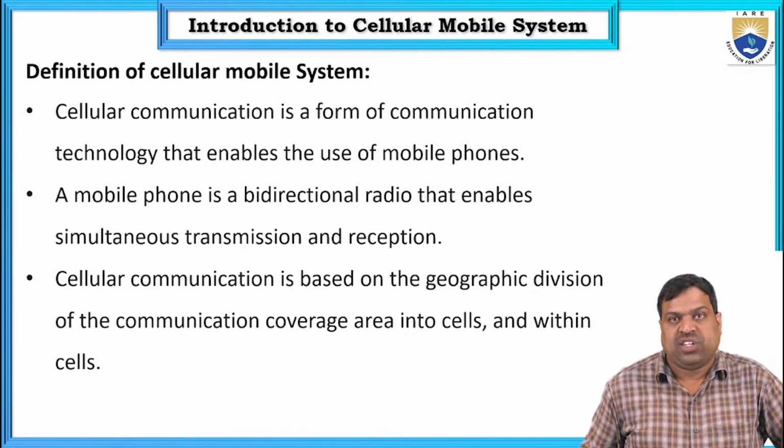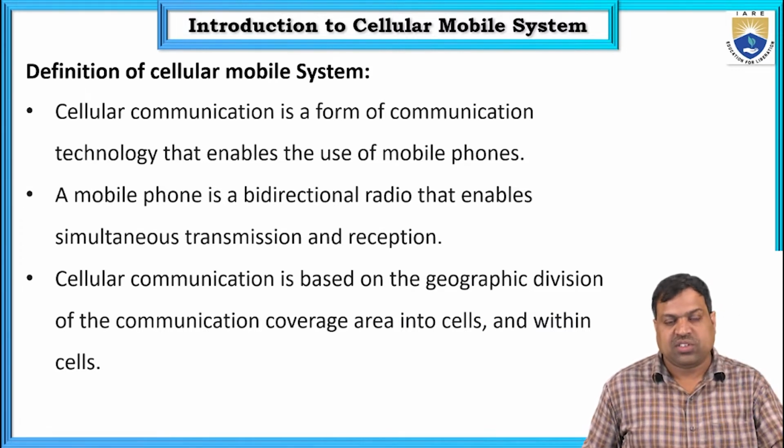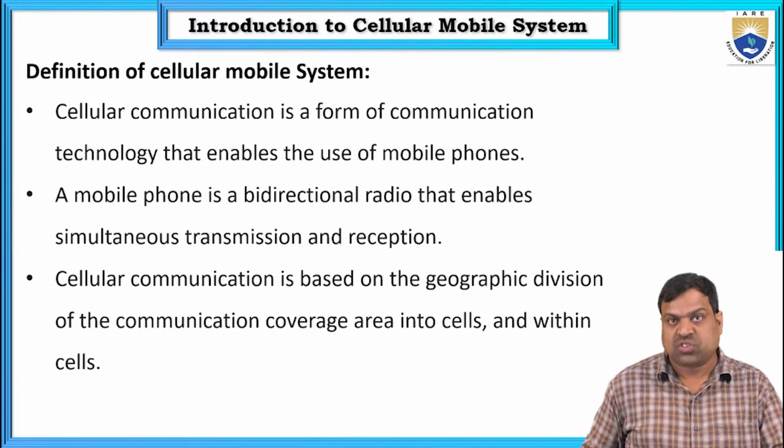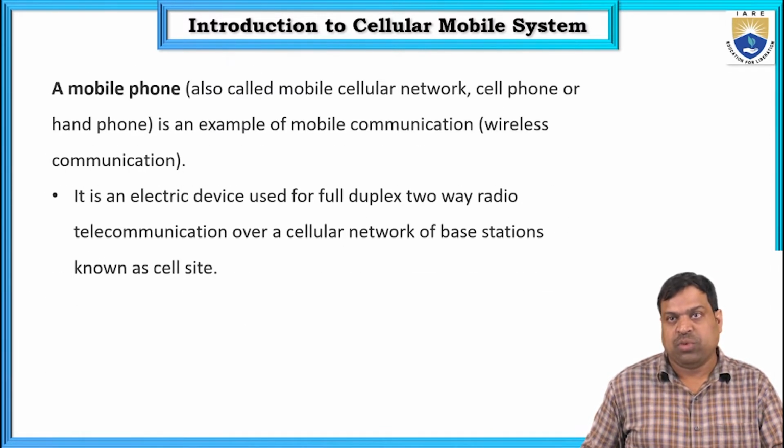So what is the exact definition of cellular mobile communication? What is cellular, and what is mobile communication? Cellular communication is a form of communication technology that enables the use of mobile phones. A mobile phone is a bidirectional radio. So what is the mobile phone?